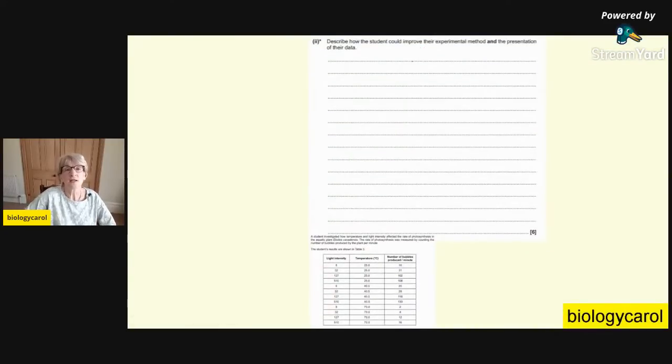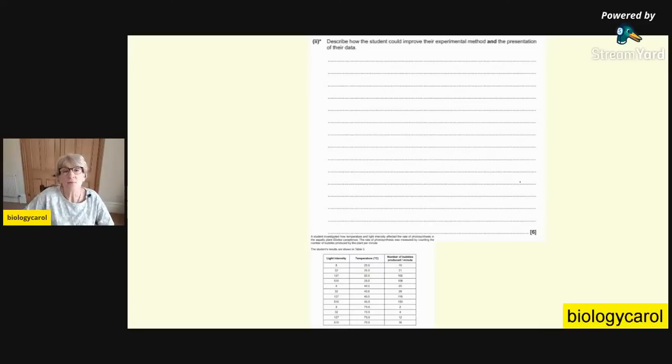Okay, describe how the student could improve their experimental methods and the presentation of their data. Here I've put a little tiny synopsis of what we were told. The asterisk here tells you that it is one of those levelled quality of communication questions, so you need to write clearly and logically. I immediately went, okay, I'm going to deal with the experimental method first, and then I'm going to deal with the presentation. So, experimental method.